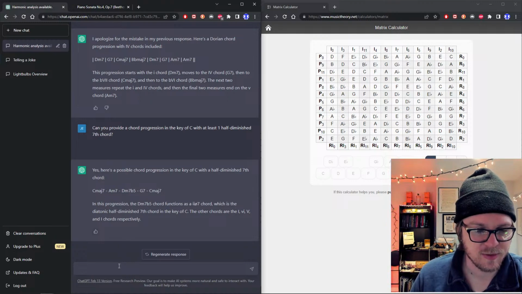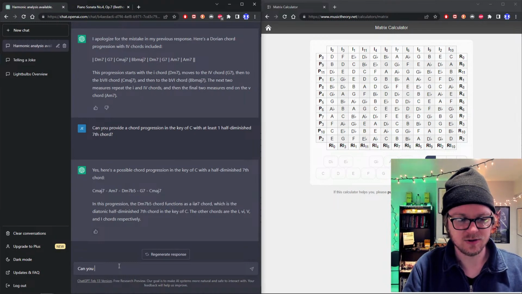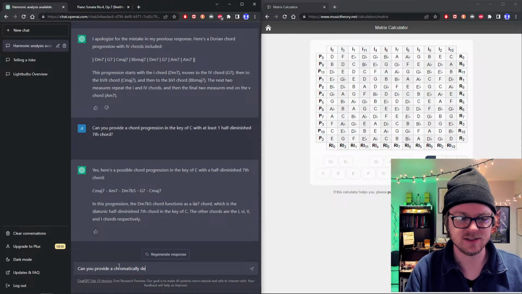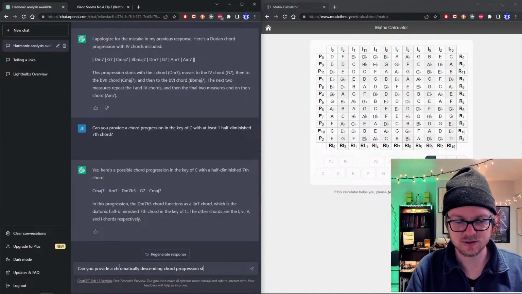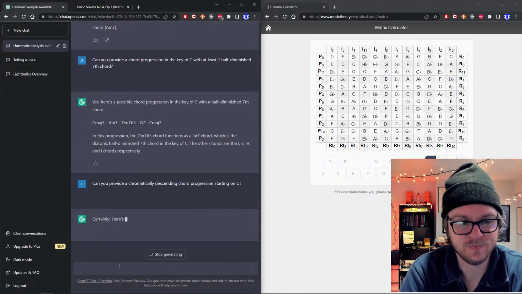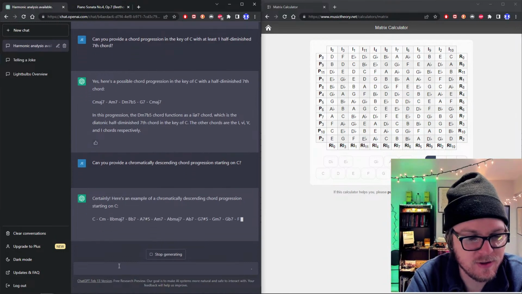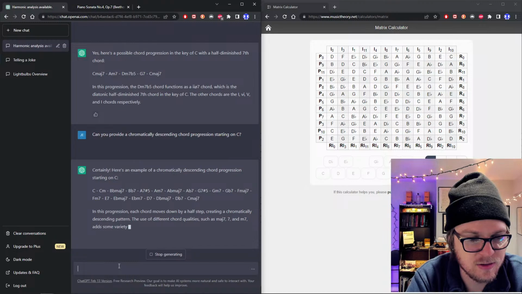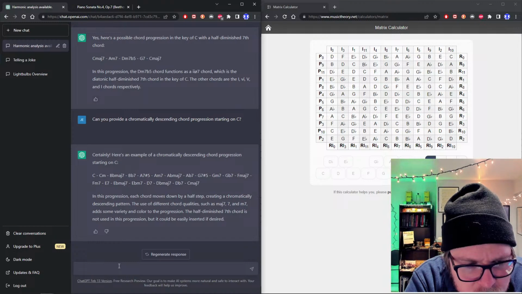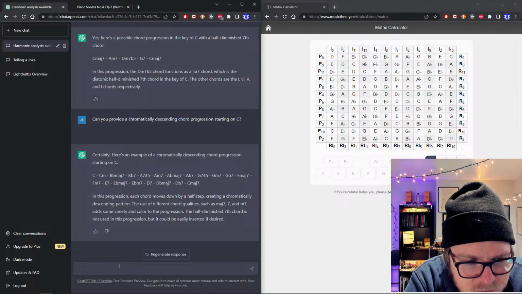Very good. How about, can you provide a chromatically descending chord progression starting on C. Certainly, lamenting bass should be one of them. It's okay. No, it doesn't move down by a half step all the time. But let's just play it.